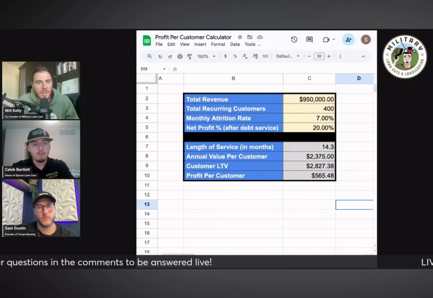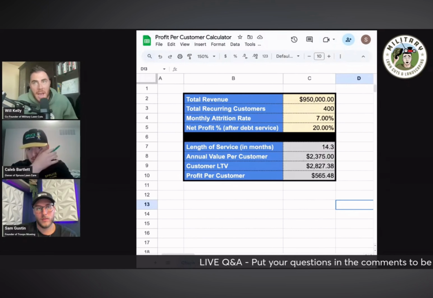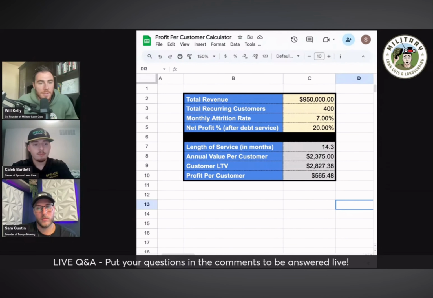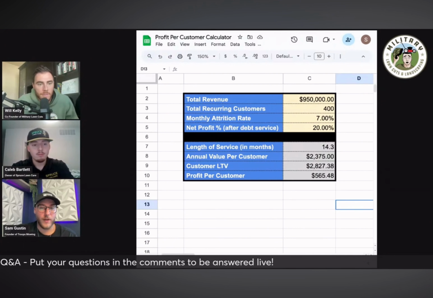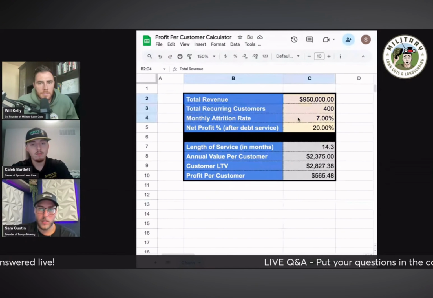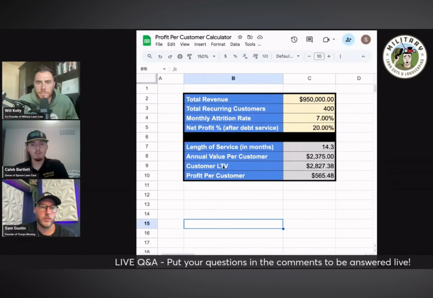I think it does show it on the KPI cockpit in Copilot, but I don't think it's accurate. So how would somebody, whether they're using Copilot or not, figure out what their lifetime value of a customer is? To find your customer lifetime value, you only need 3 different metric points, and it's these first 3. You need to find your total revenue, total recurring customers, and your monthly attrition rate.